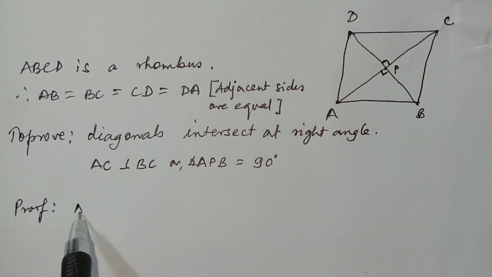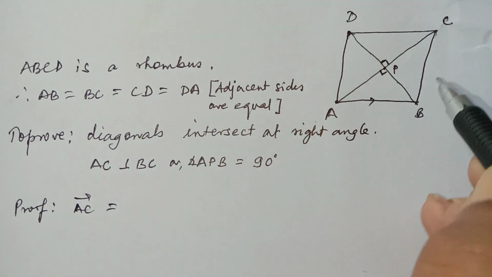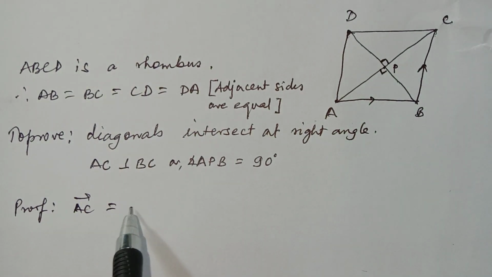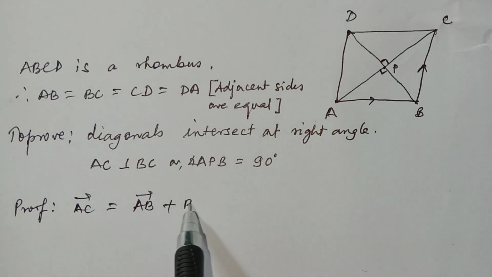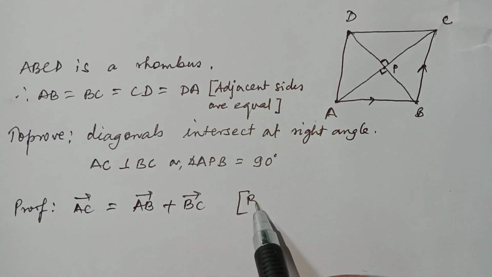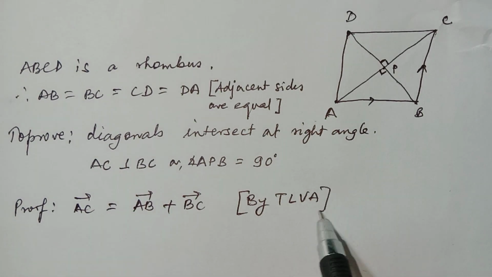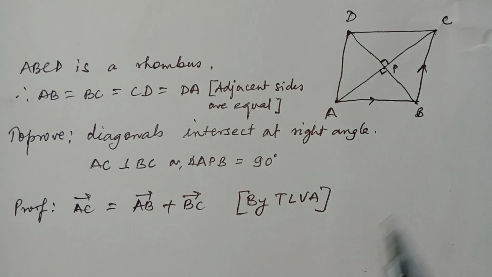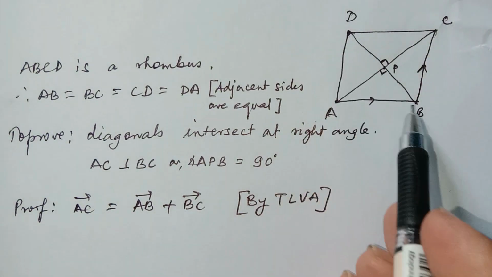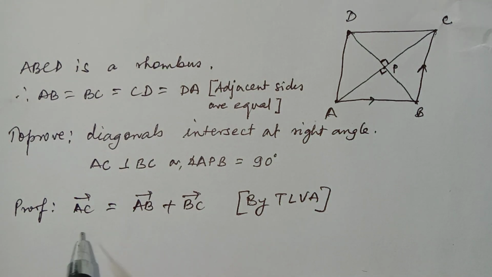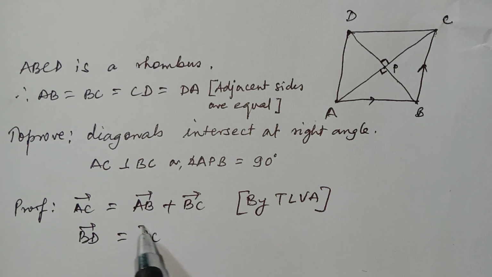We can say that vector AC is equal to vector AB plus vector BC by the triangle law of vector addition. Similarly, what is vector BD? Vector BD is equal to vector BC plus vector CD.